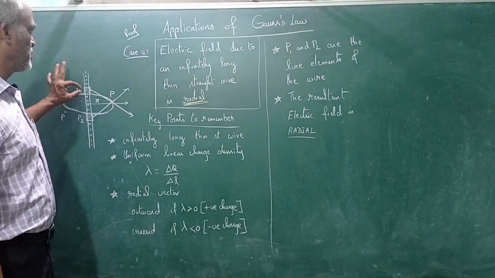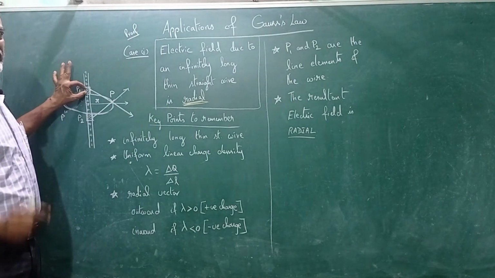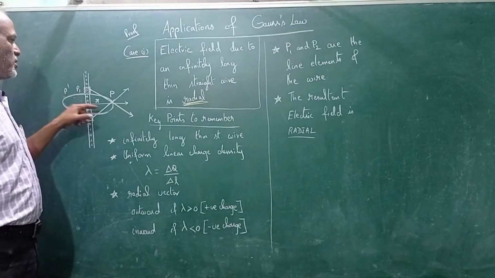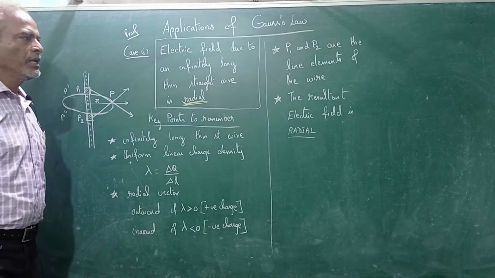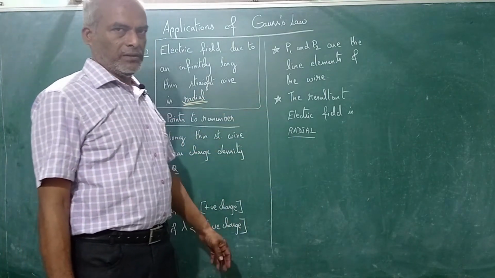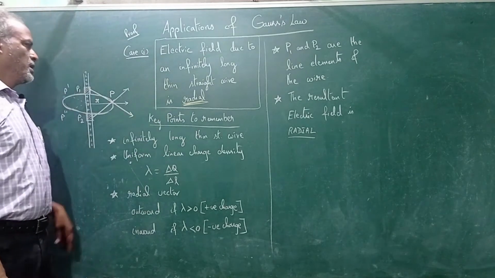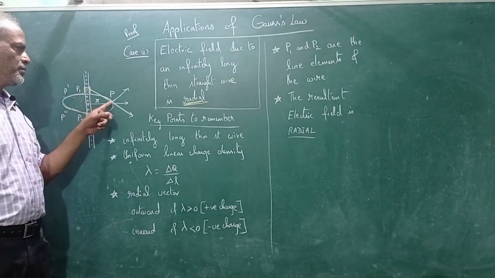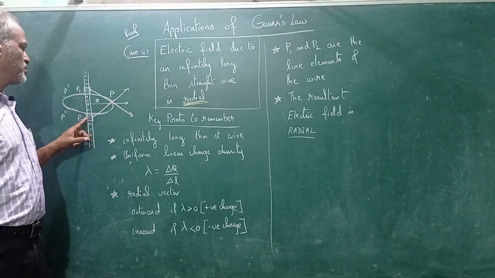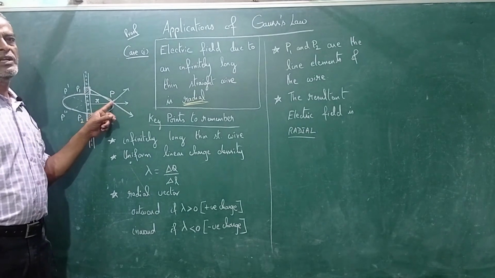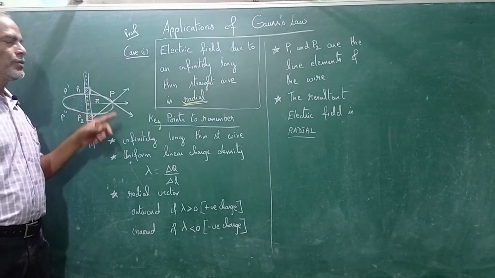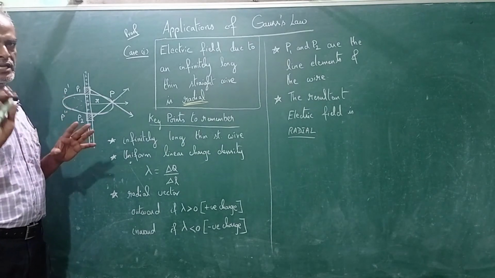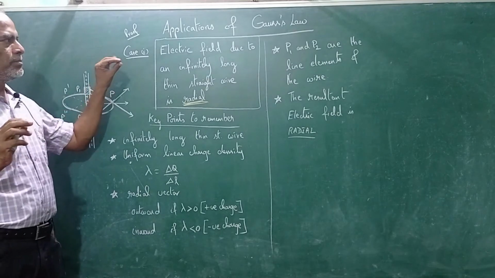Then we consider P1 and P2 are the line elements of the wire. So we are considering a small del L length, which is P1 and P2. So these 2 points are going to act at the point P. The resultant electric field is radial. That's what we have to prove. So because of this element, you have some field at this point, and because of P2, you have some field at this point. So if you club together and make vector addition, the resultant is going to lie in the radial direction. That's what this topic is about.